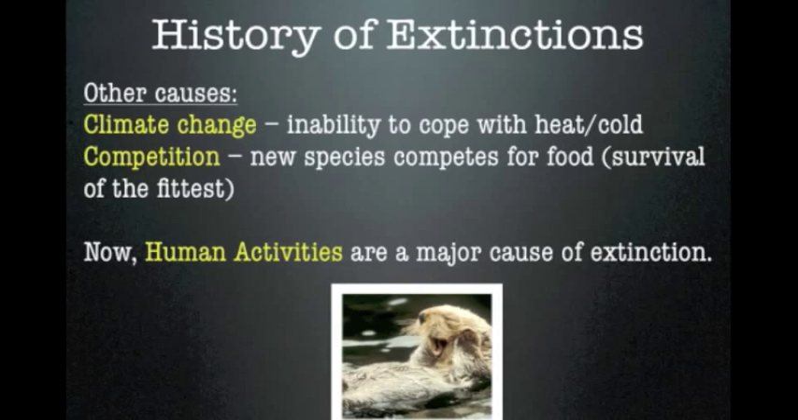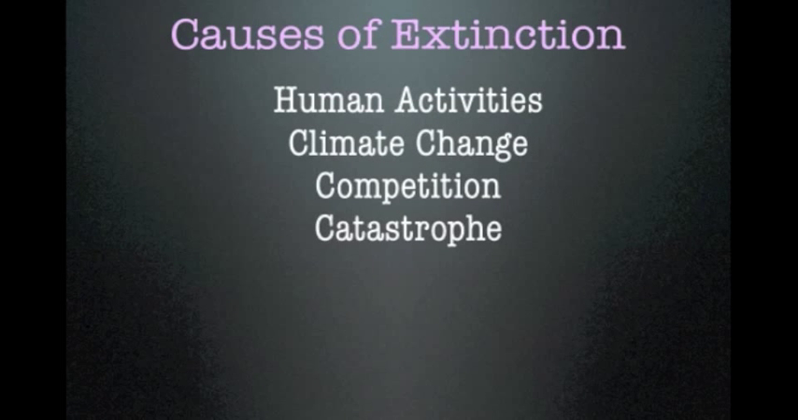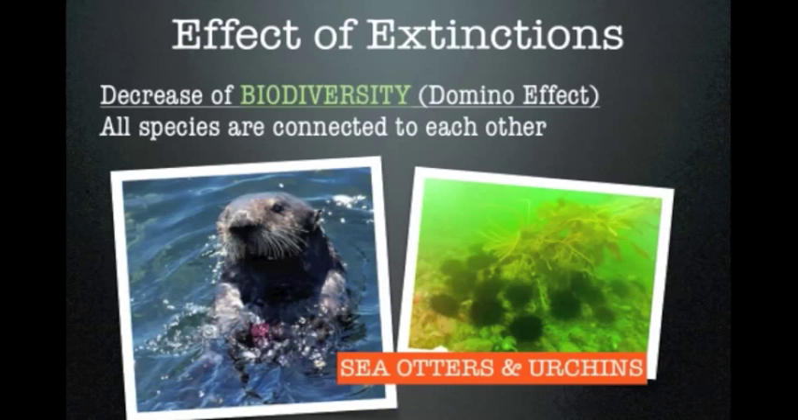Other causes of extinctions would be climate change, so an inability of an organism to cope with heat or cold, and competition, so competition between species for food, with the idea of the survival of the fittest. And now with human activities, that's the major cause of extinction today. So just to recap, the causes of extinction would be human activities, climate change, competition, and catastrophe.